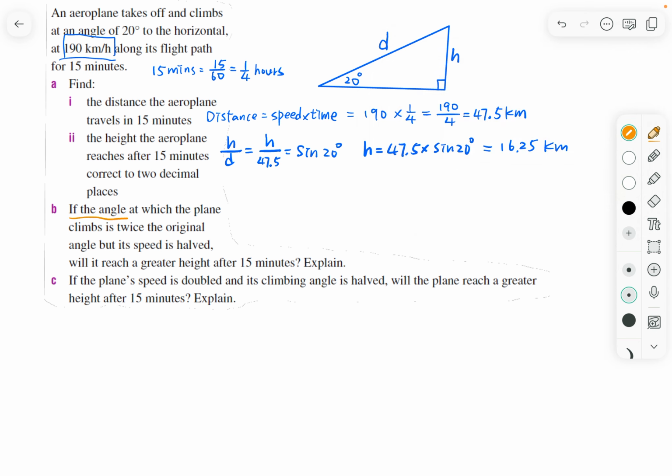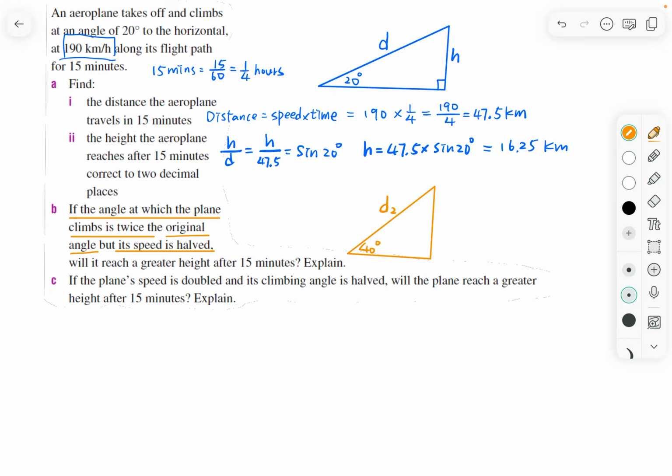B. If the angle at which the plane climbs is twice the original angle, so you mean the triangle become like that. Here become 40 degrees. Here still D the same. But its speed is halved. Now we don't use D. We use D2.